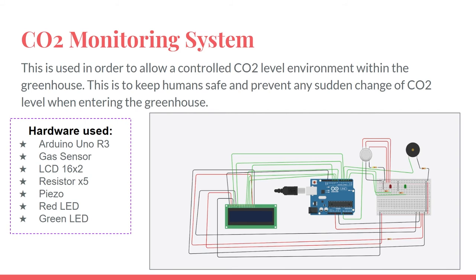This CO2 monitoring system would allow us to then control the environment and keep all humans safe from coming into contact with high levels of CO2 within the greenhouse. The hardware which I used to design my circuit was a gas sensor, LCD, resistor, buzzer, a red LED and a green LED.